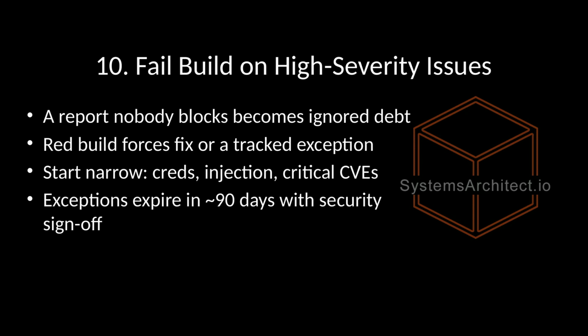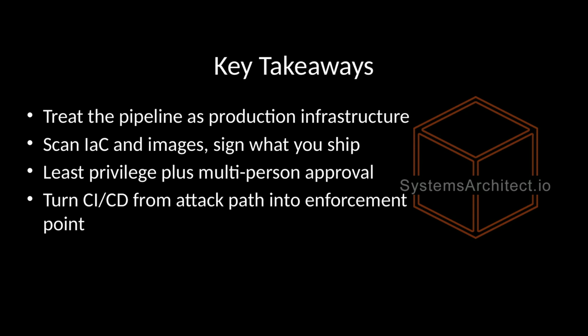Start narrow: hard-coded credentials, confirmed injection, critical CVEs with CVSS 9 plus, public databases, and unencrypted storage in IaC, then expand as the backlog clears. Exceptions should expire in about 90 days and need security sign-off, so suppressions do not become permanent. Chain Trivy, Semgrep, and Checkov as required status checks. GitLab security dashboards and Jenkins quality gates can page both developer and security when the gate fails.